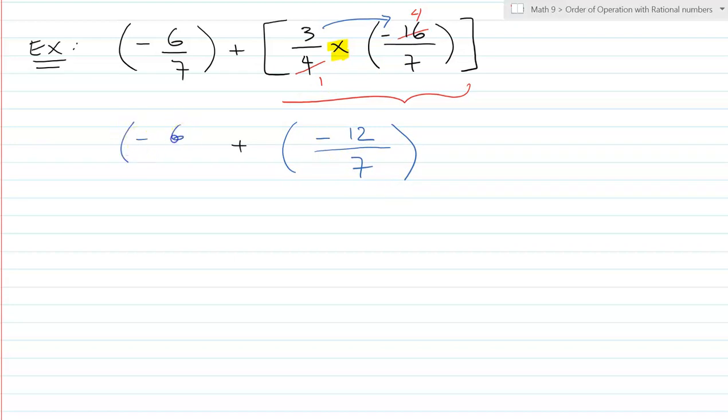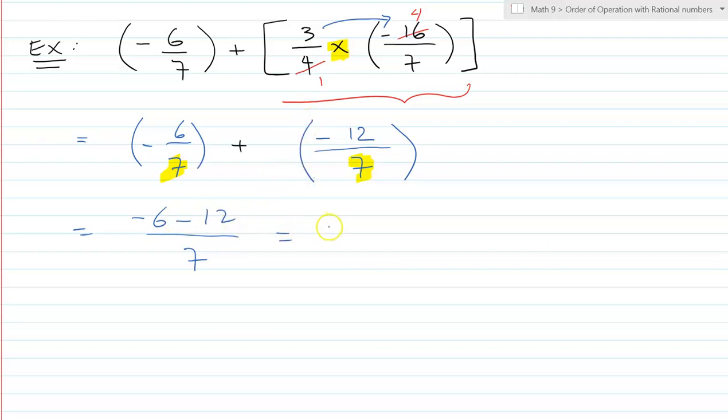So I can just go ahead and rewrite that as 3 times negative 4 will end up being negative 12. So multiplying it like that, and then 1 times 7 is 7, and that becomes your denominator. Rewrite the first fraction, negative 6 over 7, and now we are going to add the fractions. And since the fractions have same denominators, you can just go ahead and write one of the denominators and then just do the addition. Negative 6 plus negative 12 is basically negative 18, right? And based on that, you have negative 18 over 7.